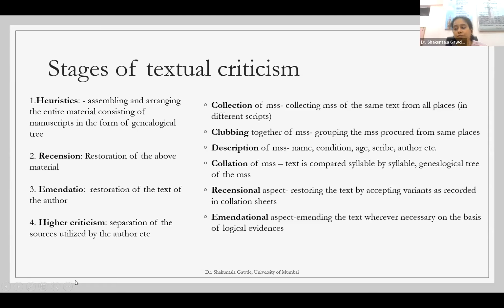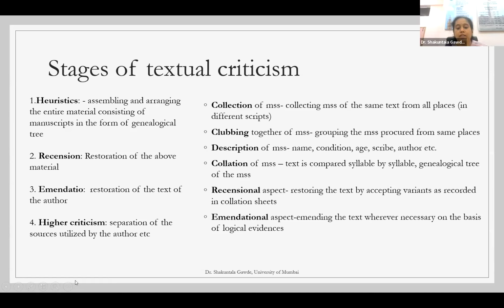Means when you get, suppose 100 manuscripts of suppose Yoga Sutra, then you have to categorize, arrange, group. Okay. First task is, of course, collecting the manuscripts of the same text of the Patanjali's Yoga Sutra from all places. They may be in different scripts like Sharada, Nevari, Grantha, Telugu, Malayalam, etc. Then you have to club together and group the manuscripts.